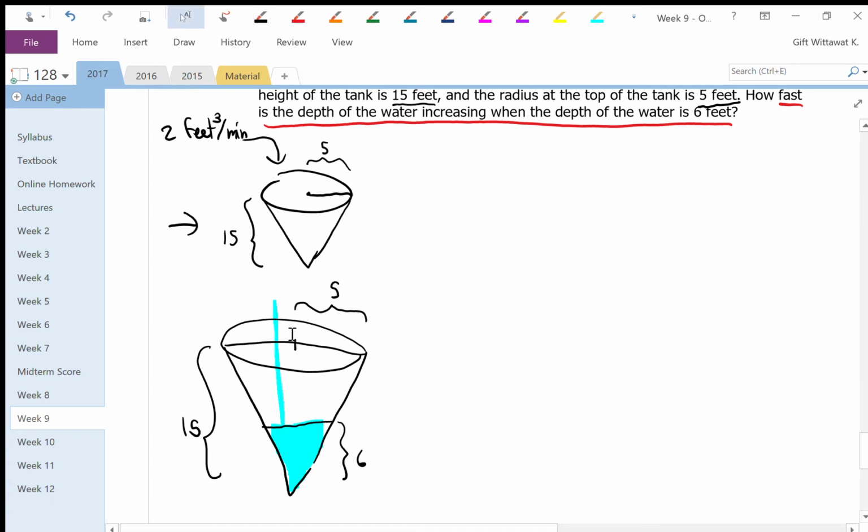so this is the picture that I'm looking at. I have a cone, a circular cone. And I fill in water at a constant speed of 2 cubic feet per minute. The radius of the cone at the top is 5, the height is 15. If I keep filling in until the depth of the water is 6, I need to know how fast this is changing with respect to time, obviously.